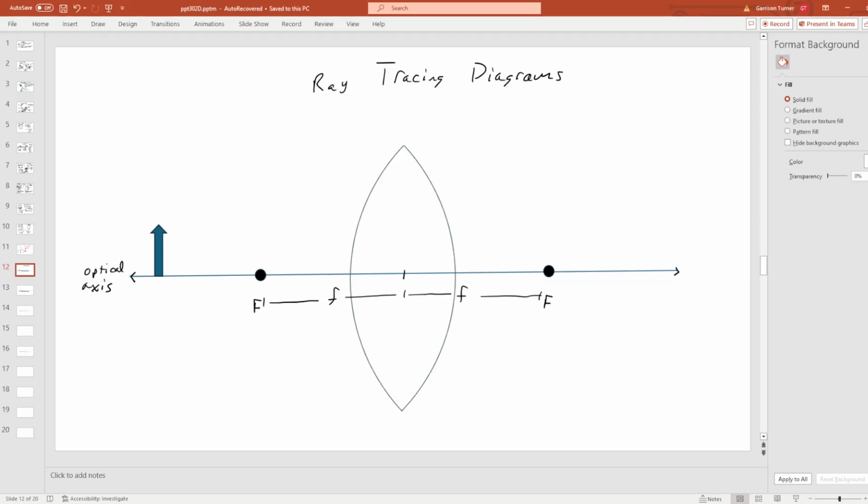Now it's time to investigate how images are formed from simple thin lenses. This is the topic of ray tracing, and how do we determine where the image is going to be and what the magnification is going to be. Our main questions are: one, where will the image be? And two, what is the magnification?